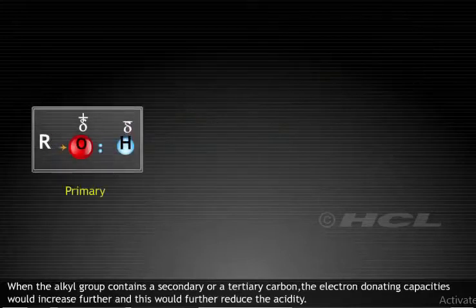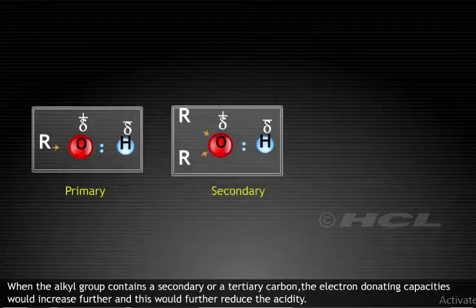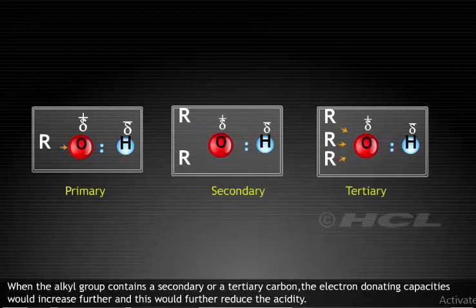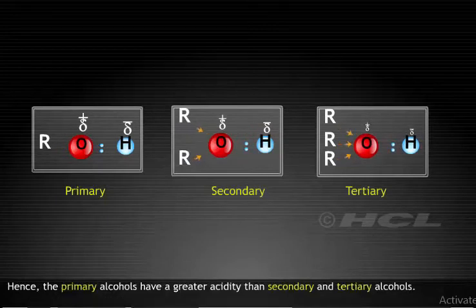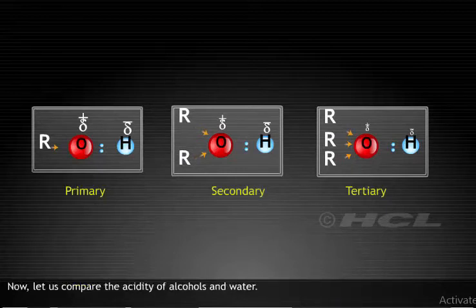When the alkyl group contains a secondary or a tertiary carbon, the electron-donating capacities would increase further, and this would further reduce the acidity. Hence, the primary alcohols have a greater acidity than secondary and tertiary alcohols. Now, let us compare the acidity of alcohols and water.